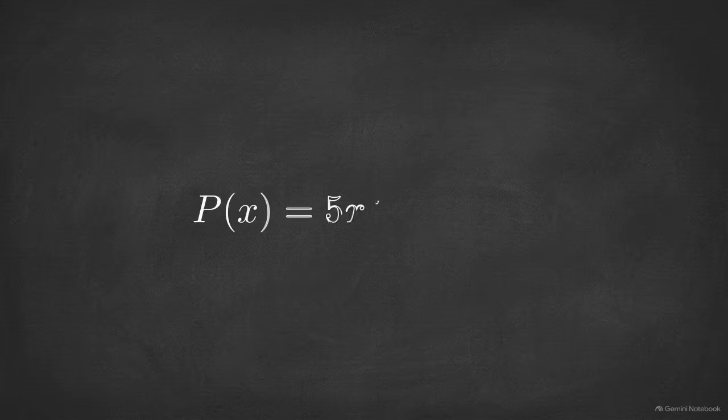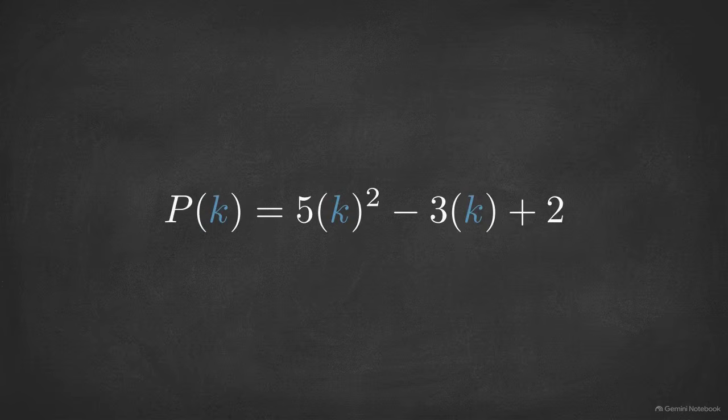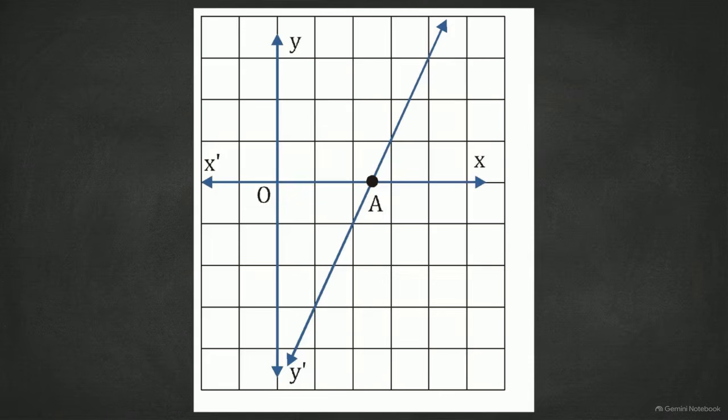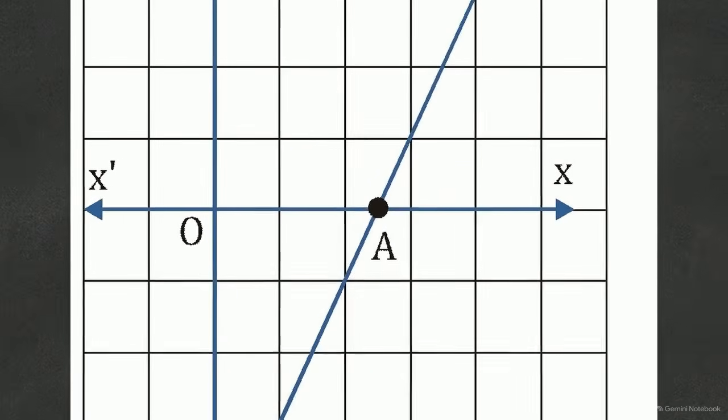We anchor these shapes using zeros. In algebra, a zero is any real number that, when plugged into the equation, makes the entire result equal 0. This chart shows the geometric reality of a zero on a Cartesian plane. Look at point A. Geometrically, the zero is the exact x-coordinate where the graph pierces the horizontal x-axis.